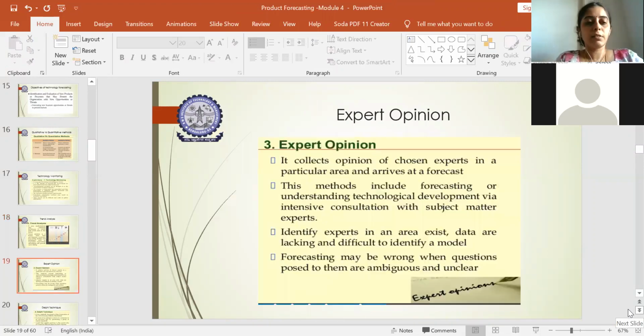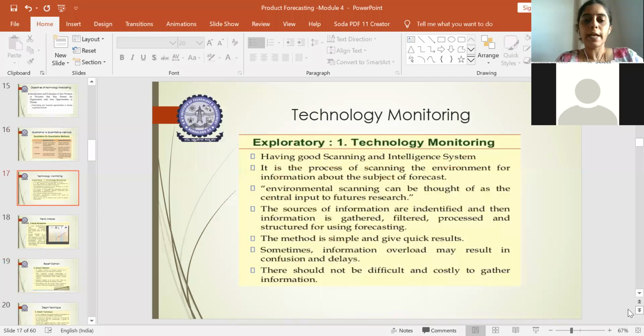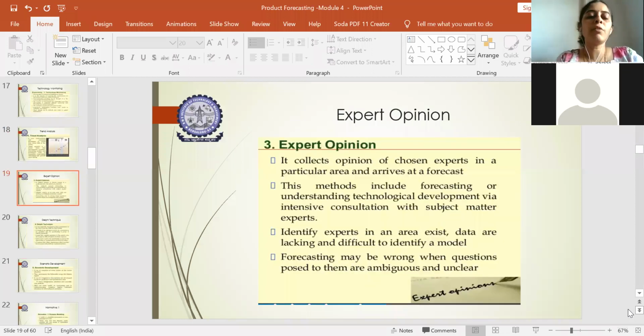So the next technique under the exploratory part is expert opinion. Always it is necessary to take the opinion from the experts of the area in which you are working. They help you to provide the right suggestions. Based on the suggestions also, you can overcome the existing problem for your current product.